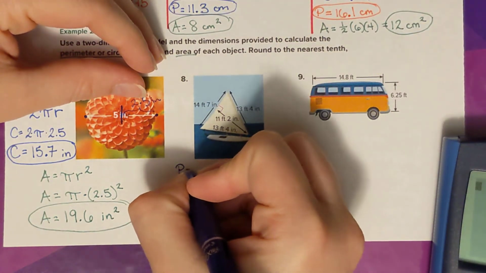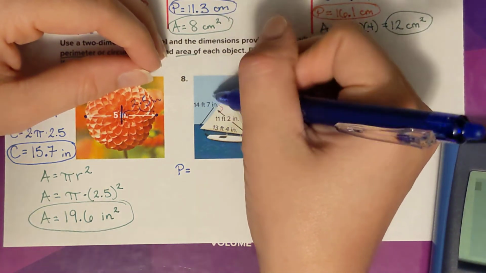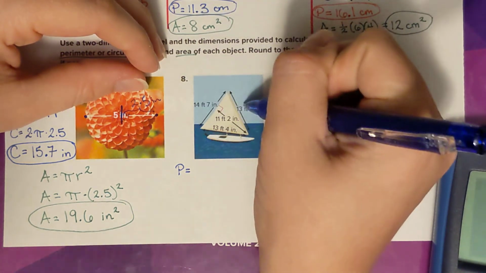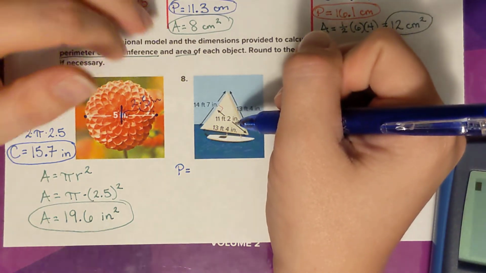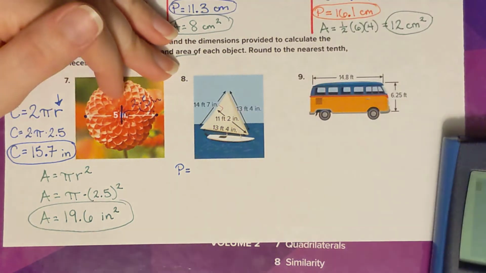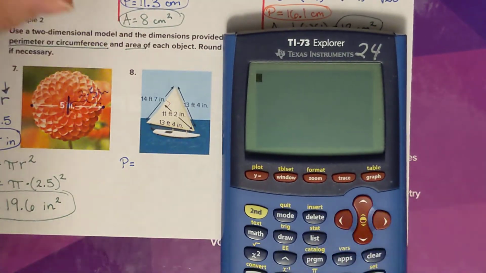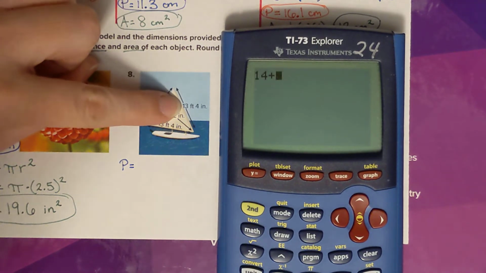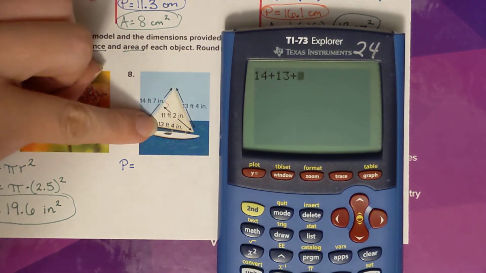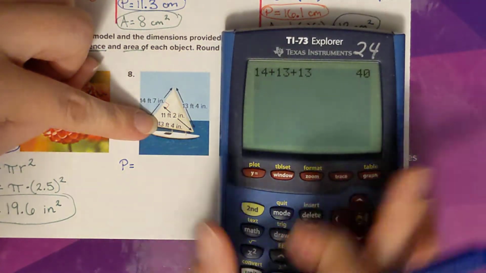So when I did this, I added up, because you see how it says feet and inches? I added up all the feet, and then I added up all the inches, and then I simplified it from there. So when you add up all of the feet, you're going to do 14 plus 13 feet plus another 13 feet. Okay, so we get what, 40 feet?